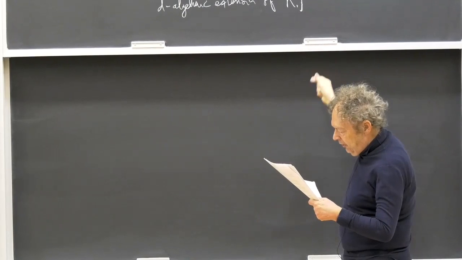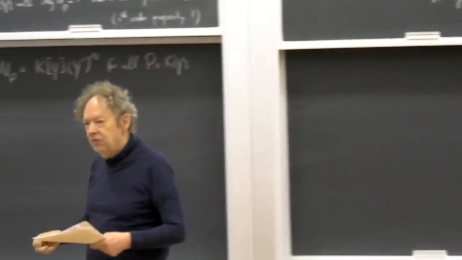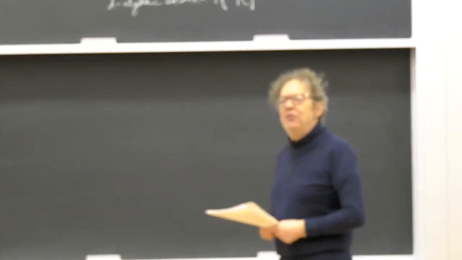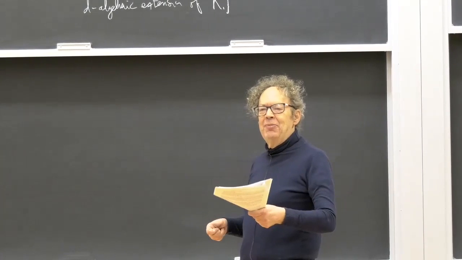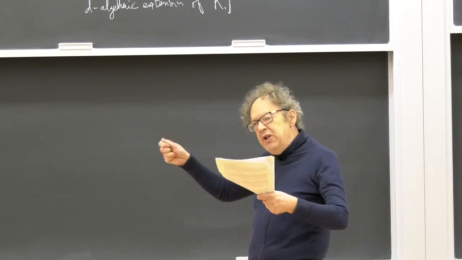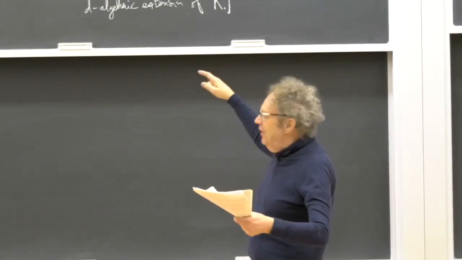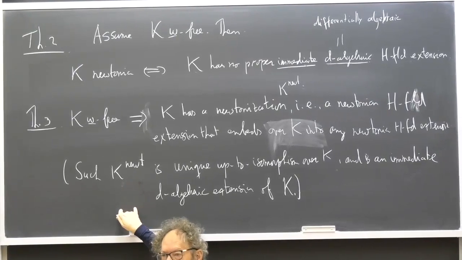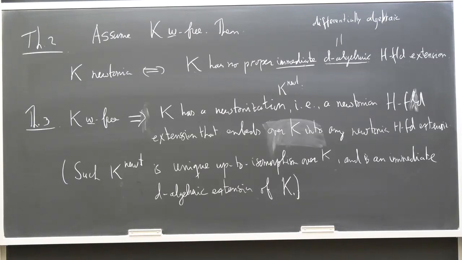Good question. It's unique up to isomorphism, but not unique up to unique isomorphism. Unlike the Henselization, for example, or the real closure of an ordered field, which are unique up to a unique isomorphism, this is only unique up to some isomorphism. There may be several. In other words, there can be non-trivial automorphisms of the Newtonization of K over K. You're right. That's a difference with, for example, real closures of ordered fields or Henselizations of valued fields, which have a stronger uniqueness property, namely that they are unique up to a unique isomorphism.